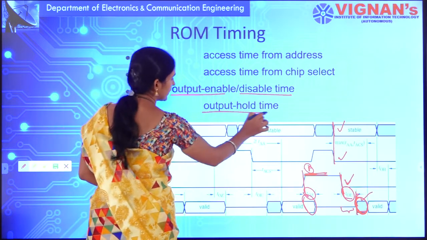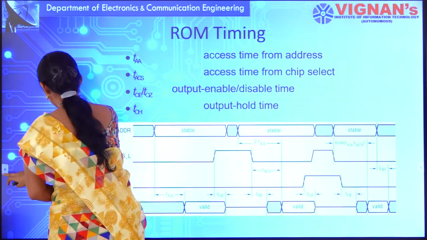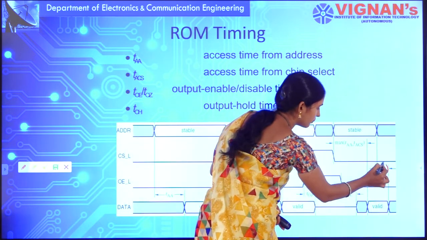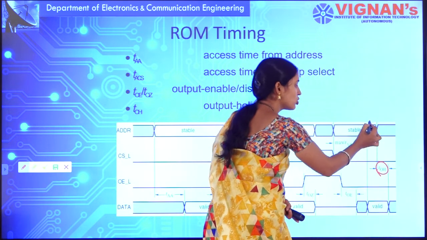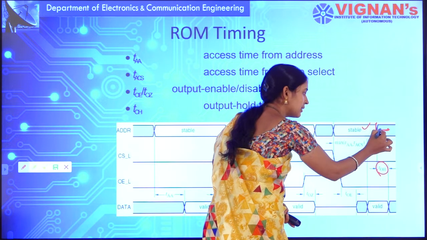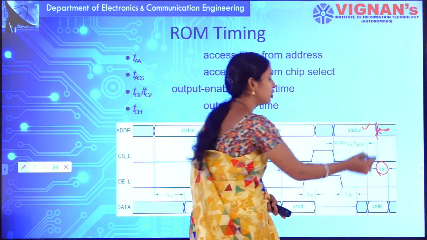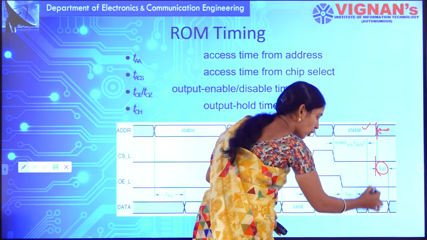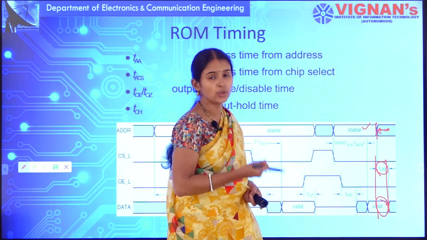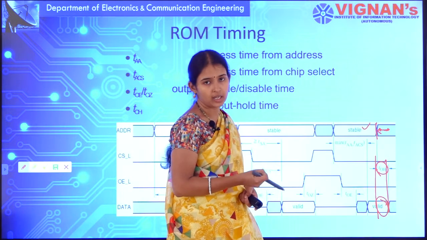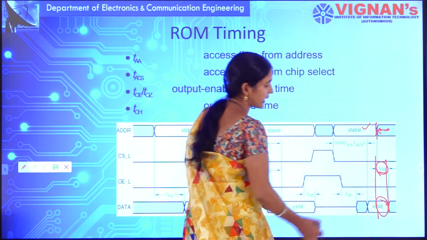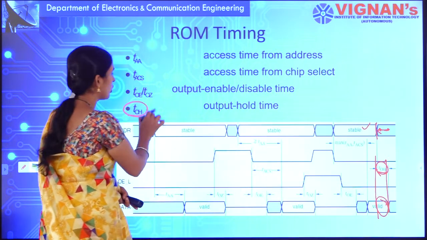Next, output hold time. What does output hold time indicate? See here, output hold time. Suppose the address is not available: till here the address is available, from here the address is not available. Even though the address is not available, you are getting some valid data. That means the output is holding some data even though the address is not available. It is called your output hold time, that is your TOH.